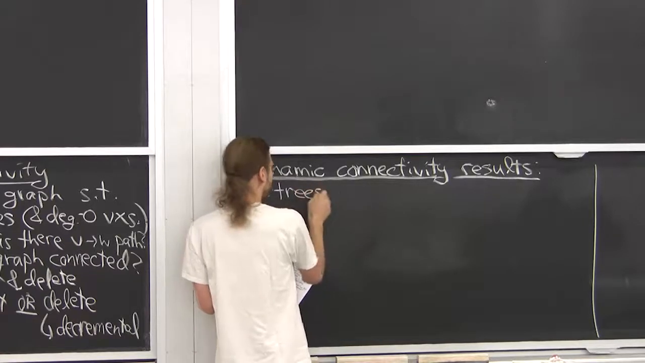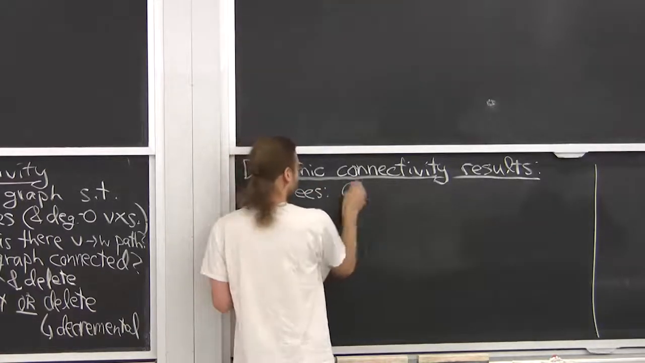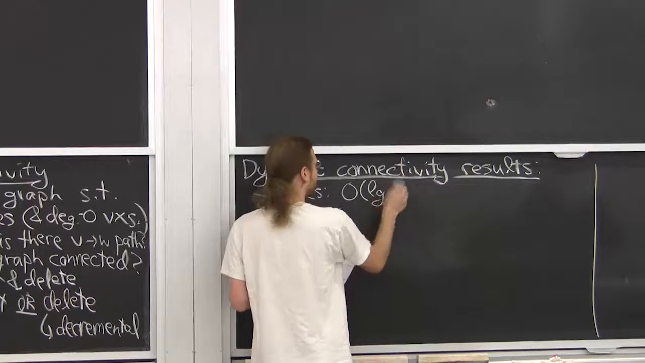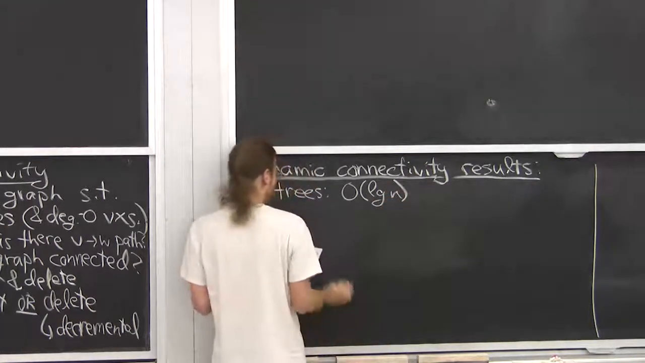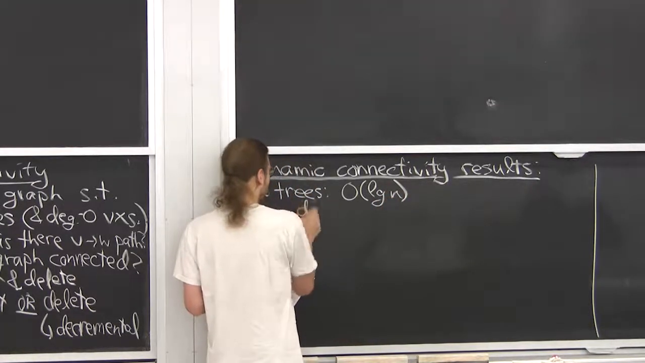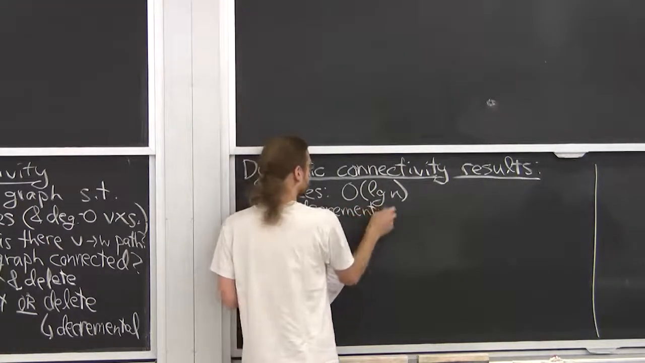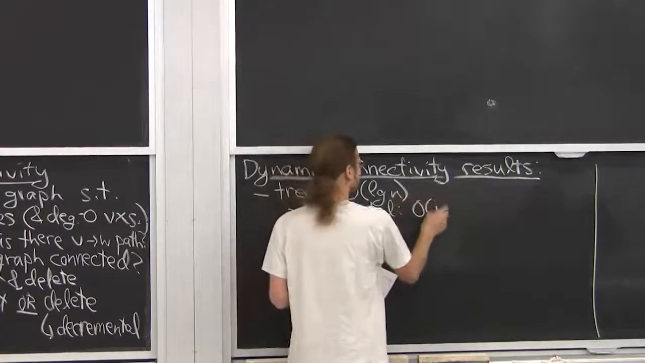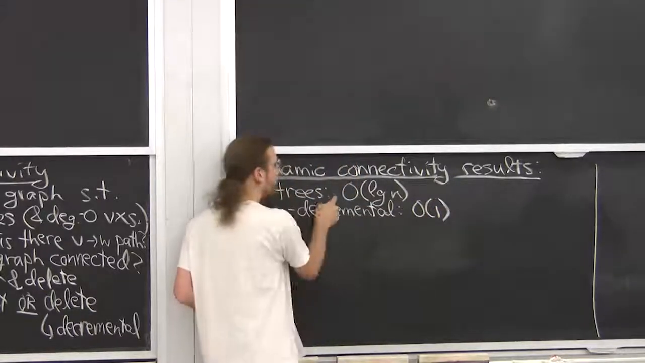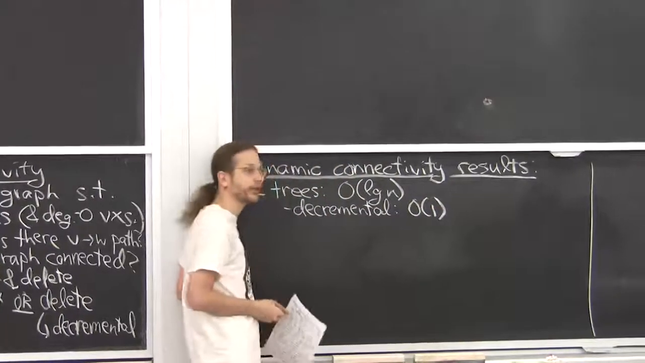Well, for trees, this is the best we know. I mean, this is the best possible, really. You can do log n in general, and then decremental, you can do constant. We actually already know how to do trees with link cut trees.